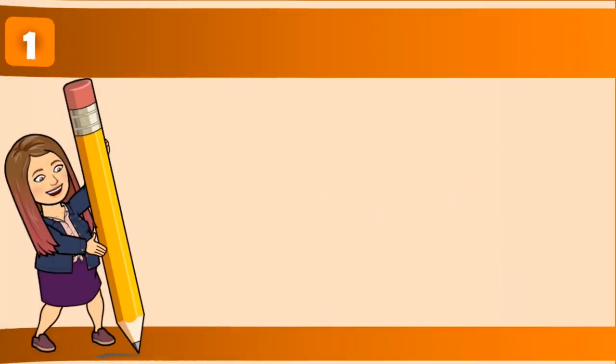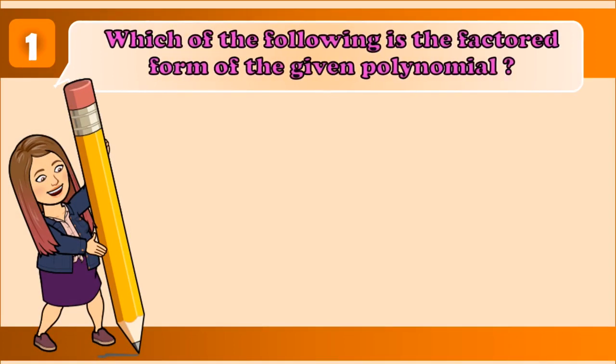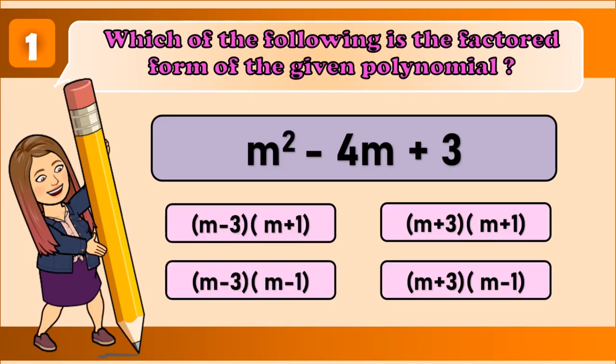That's it. Did you understand what we have discussed? Let's apply what you have learned. Which of the following is the factored form of the given polynomial m squared minus 4m plus 3? You are given 4 choices. Think it over. Pause. Do you have the answer? Yes. It's the quantity of m minus 3 multiplied with the quantity of m minus 1. Know that negative 3 times negative 1 is positive 3, and when added, negative 3 plus negative 1, the sum is negative 4.